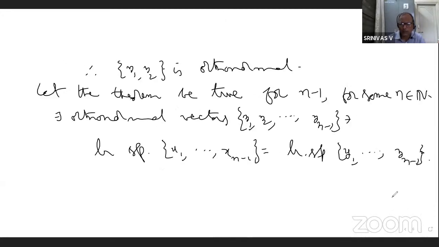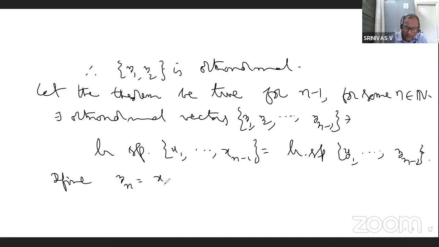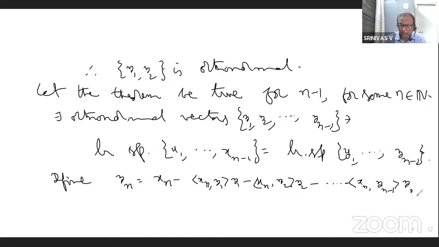See, define yn equal to xn minus the summation. Or you can expand it: it is the inner product of xn comma y1 into y1, minus the inner product of xn comma y2 into y2, minus and so on, minus the inner product of xn comma yn minus 1 into yn minus 1.